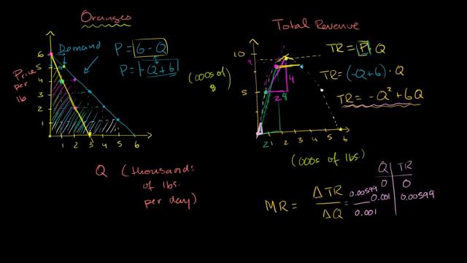This slope over here is -2. For every increase in quantity, the price goes down by 2. Increase in quantity, price goes down by 2. Increase in quantity, price goes down by 2. So this is marginal revenue.